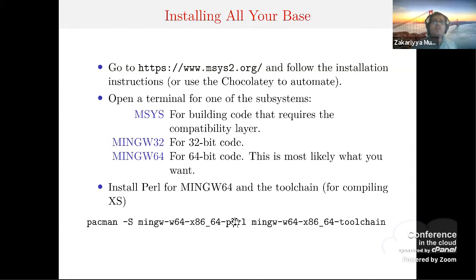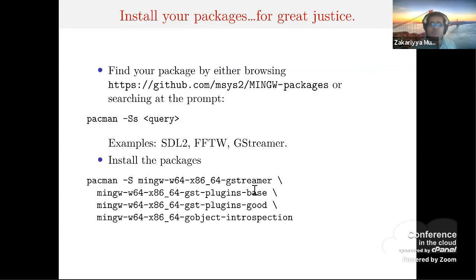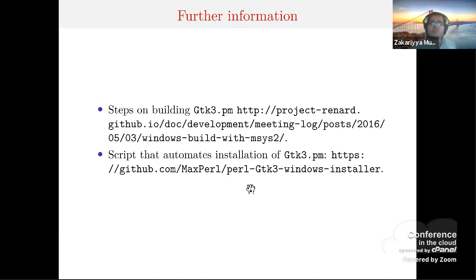Okay, so then after that, you can look up your packages. Examples of packages, you've got SDL2, FFTW, GStreamer, or any of those packages for images like libpng, JPEG, all of those. Especially for some types of tooling, you have a long dependency tree. So an example would be GStreamer. And then I've got some more information here on how to install Gtk3.pm with MSYS2. There's an automated installer that was based on that work.